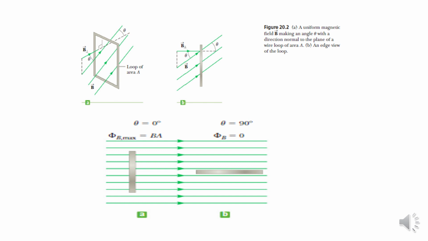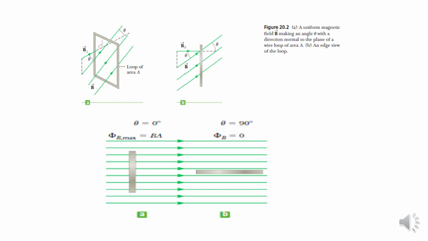In figure 20.2a, we can see that the normal of the surface area is making an angle θ with the magnetic field. In figure 20.2b, on the other side, we can see that the normal here is also making θ with the magnetic field. Here we can see more clearly in the other view.